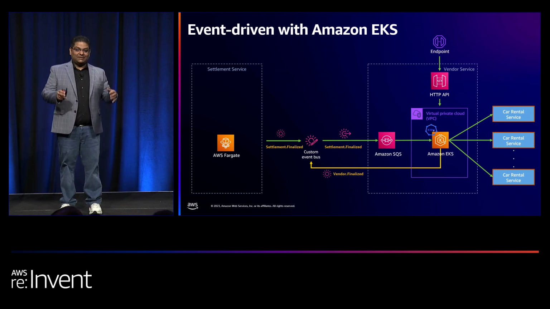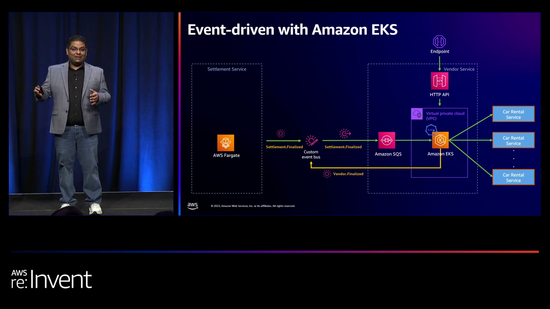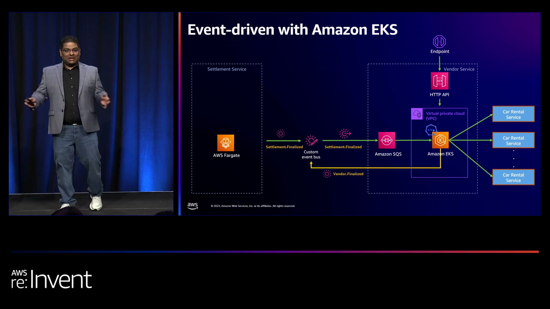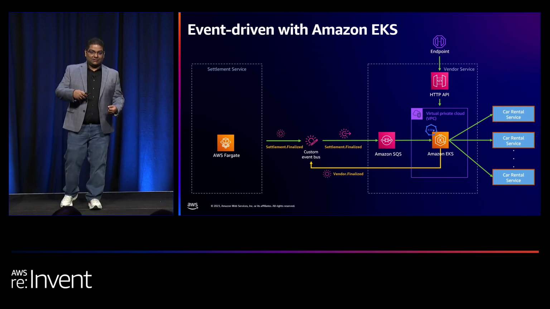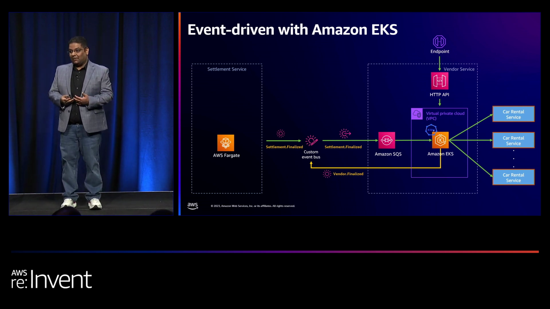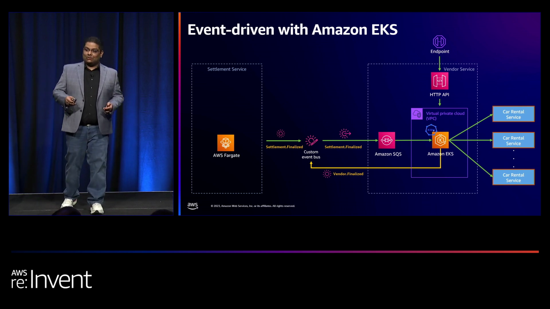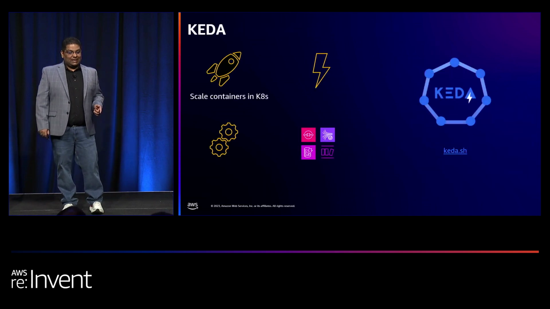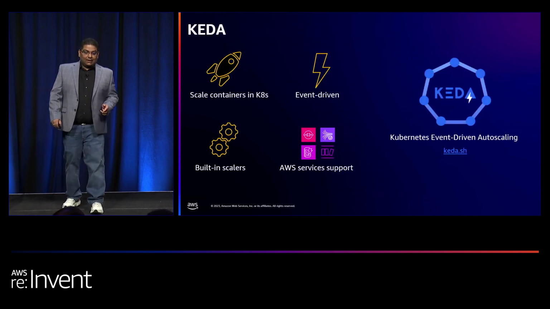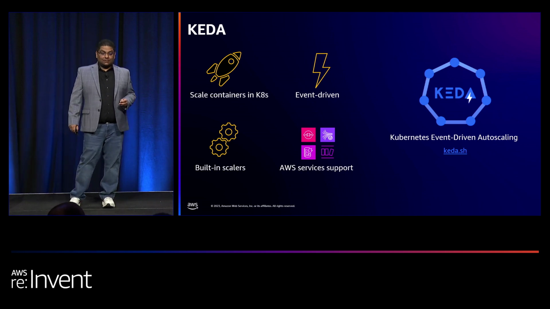Anytime you have messages in an SQS queue, you want your EKS pods to scale. Lambda scales automatically when you have messages in the queue. That is taken care of by us, AWS. When you're running it in EKS, you want to scale those pods based on the messages that you're getting in the queue. That's what KEDA does. KEDA is Kubernetes event-driven autoscaling.